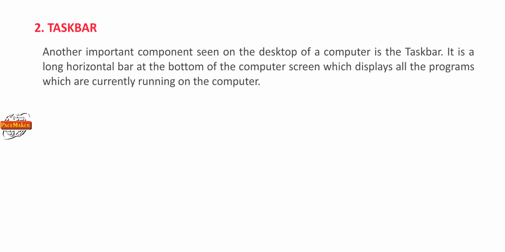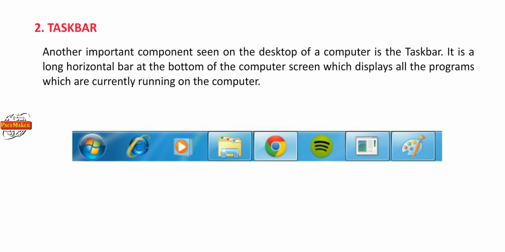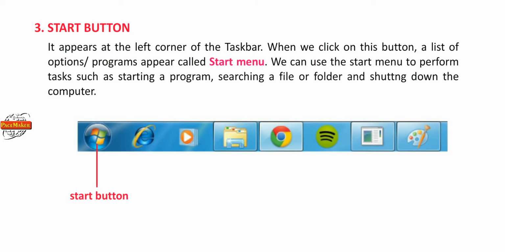Second, taskbar. Another important component seen on the desktop of a computer is the taskbar. It is a long horizontal bar at the bottom of the computer screen which displays all the programs which are currently running on the computer. Start button. It appears on the left corner of the taskbar. When we click on this button, a list of options or programs called the Start menu appears. We use the Start menu to perform tasks such as starting a program, searching a file or folder, and shutting down the computer.